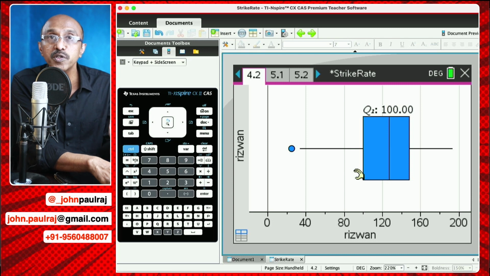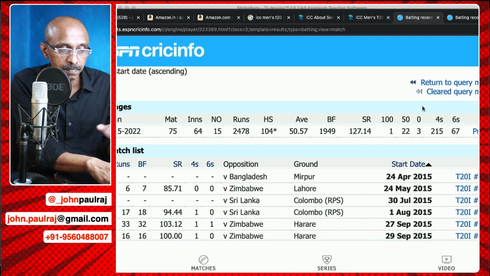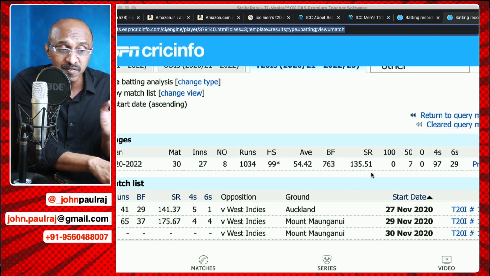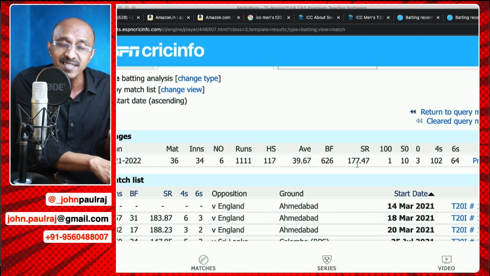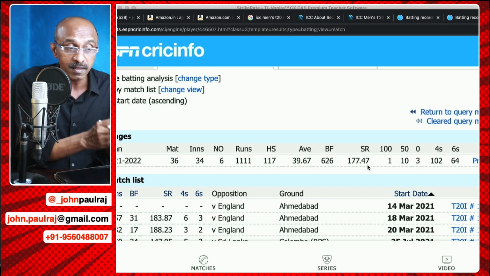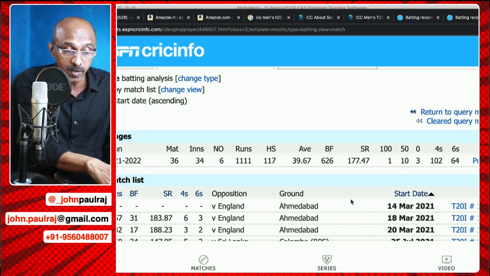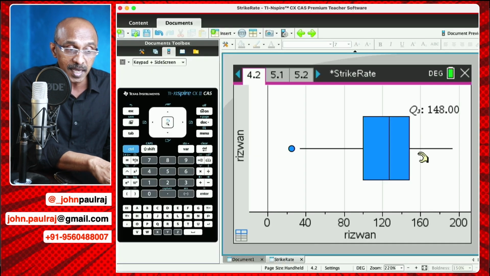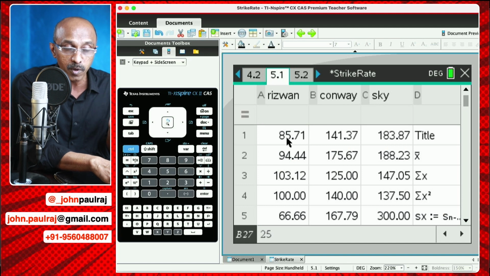But then when you jump onto Cricinfo and take a look at the strike rates for the other two batsmen, Devon Conway has got a strike rate of 135.51 and Suryakumar Yadav has got a strike rate of 177.47. Okay, now this is still the career average. So what I did was I went ahead and did the same box plot for both of these batsmen to compare with Mohammad Rizwan, the number one ranked T20I batsman.